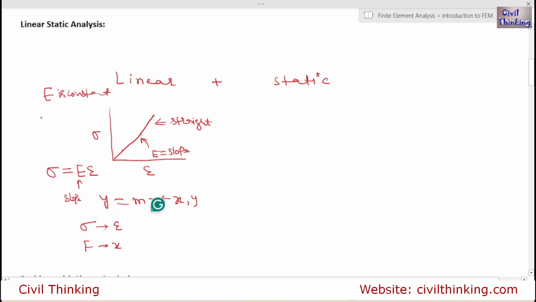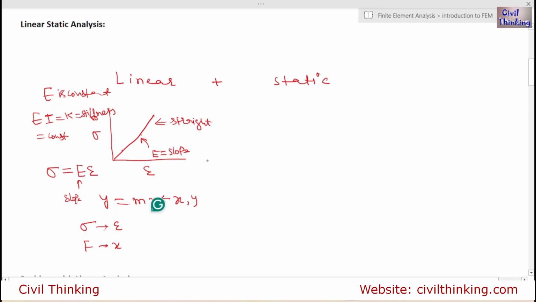Now if we multiply E with I, the moment of inertia, it becomes K, which is stiffness. Assuming we have a uniform body, with a uniform cross section, EI is stiffness, so it also becomes constant. So in case of a linear analysis, we have a constant stiffness.